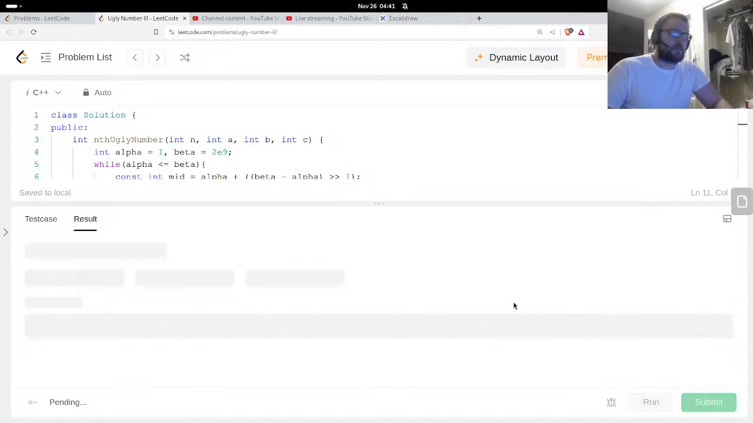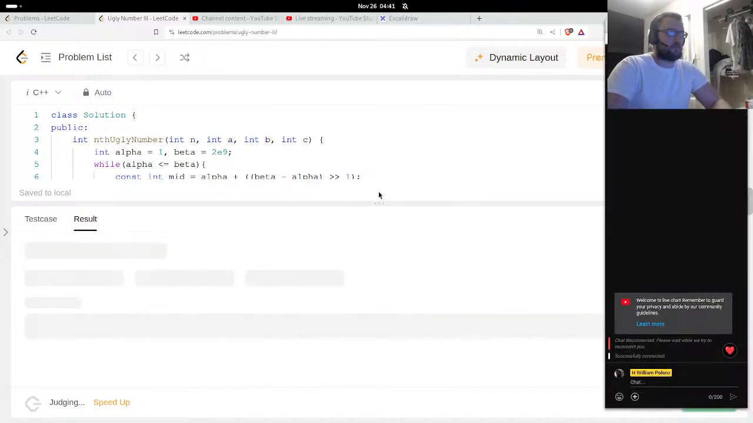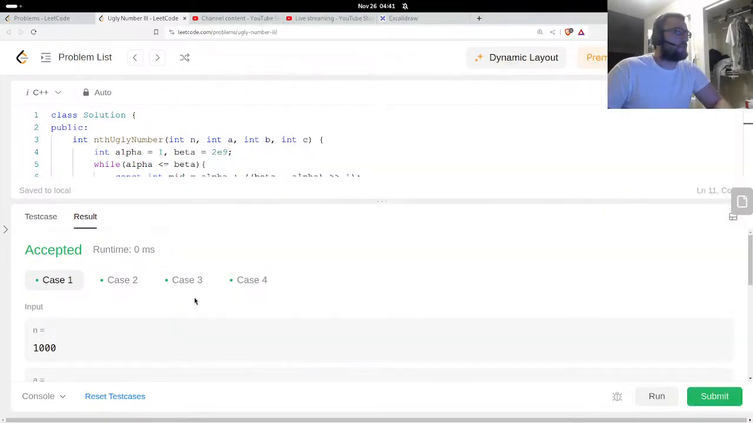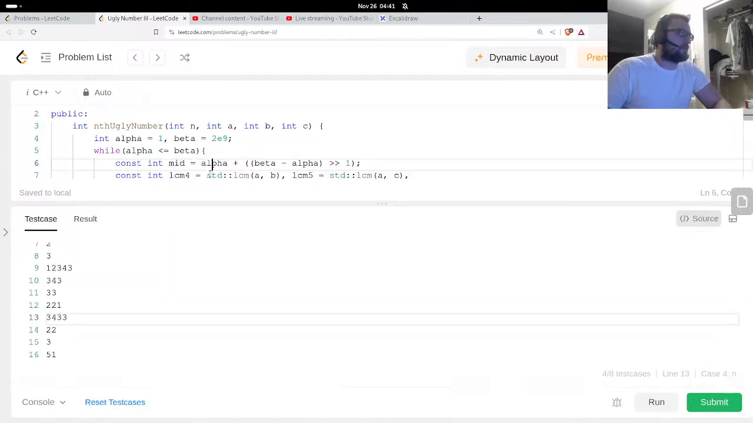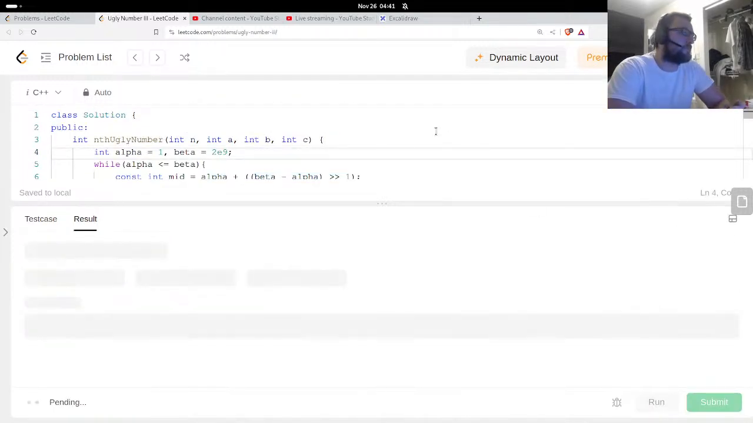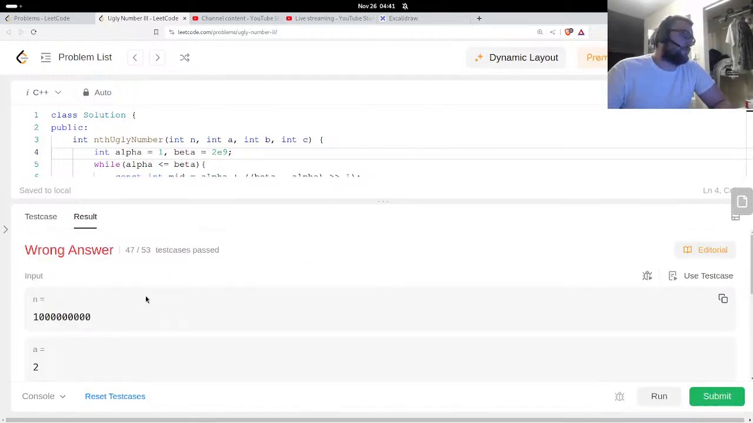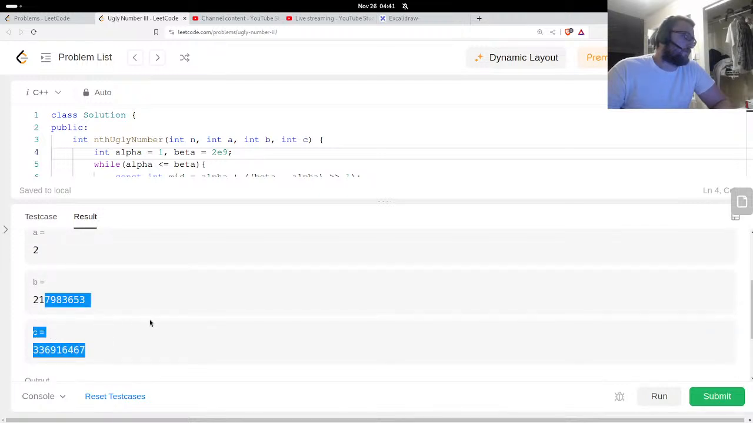All right, let's try a bunch of test cases like this. All right, I'm going to go for it. Could be wrong. Could be something subtle that I missed. Oh, ouch. Very close. Oof.